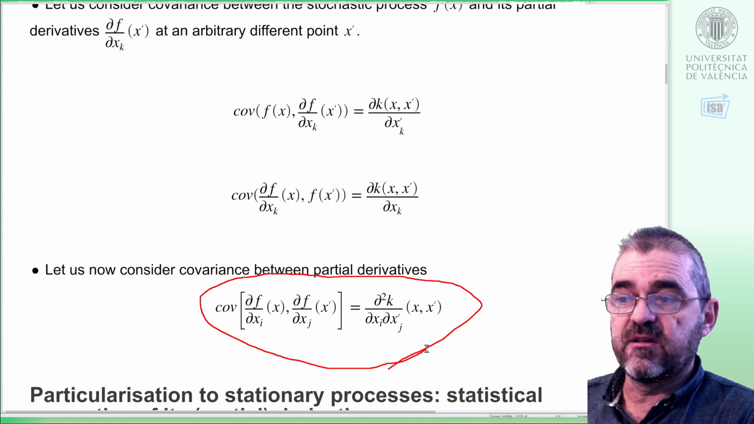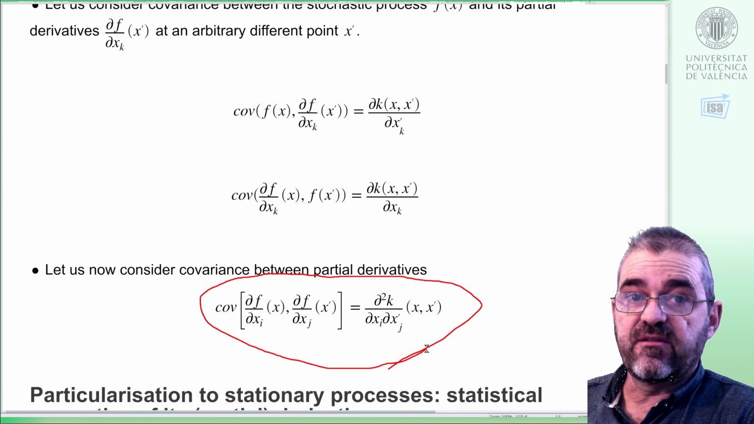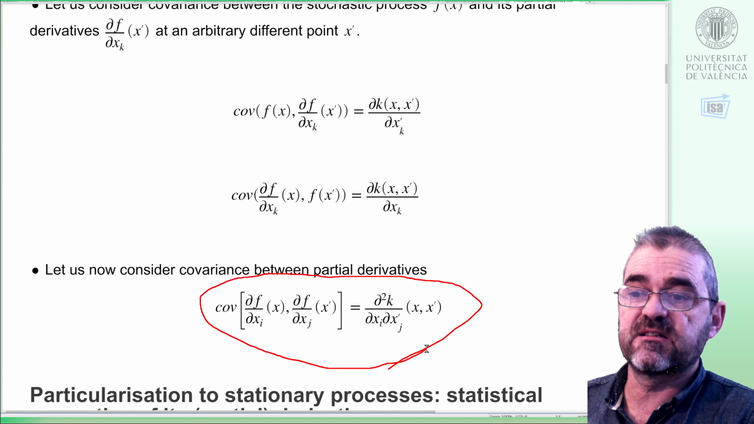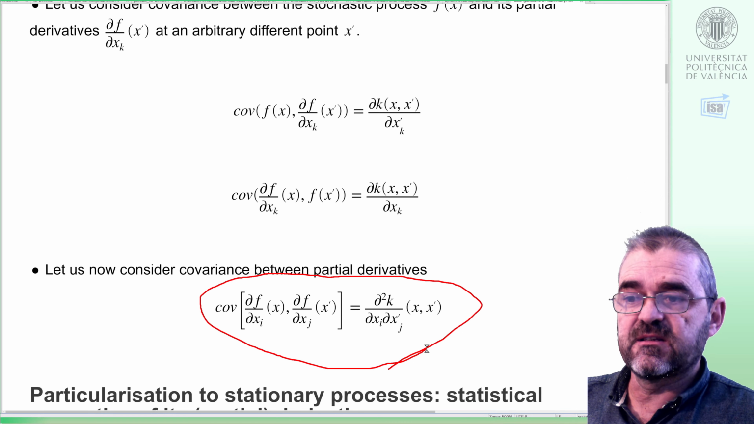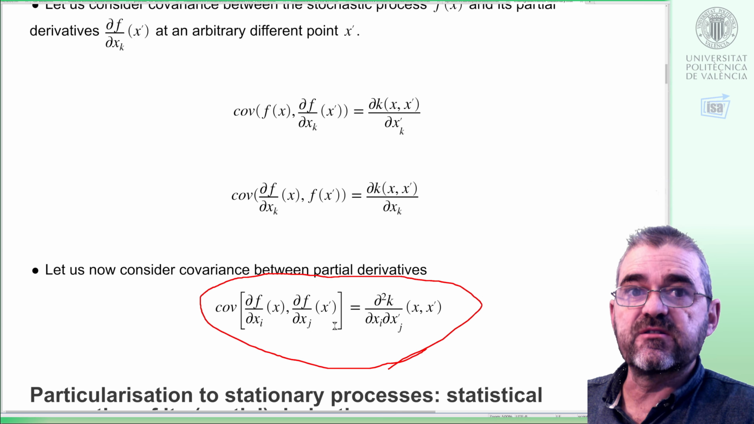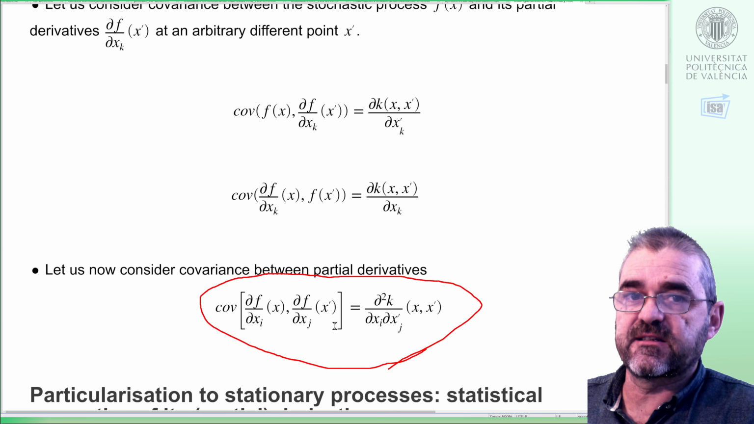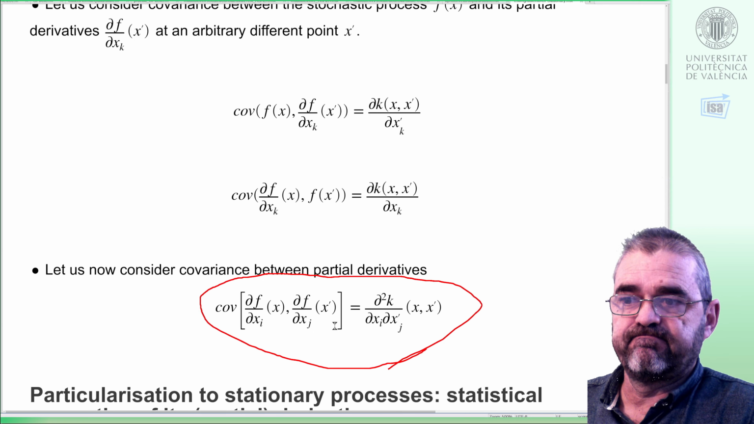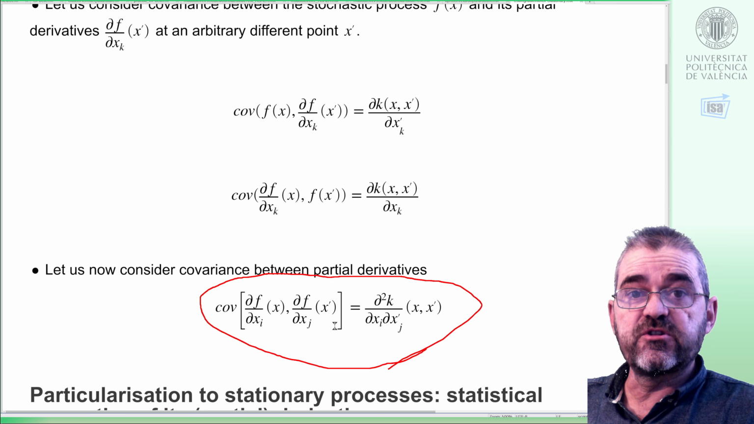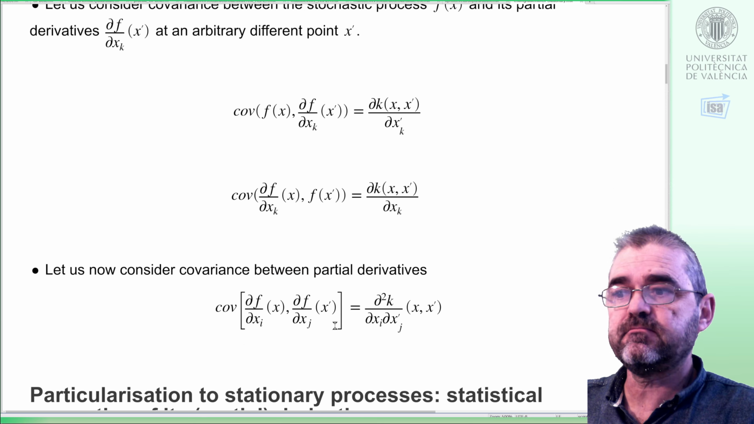And we also have this expression regarding the covariance of the ith partial derivative at point x and the jth partial derivative at the point x prime. In that case, it's the cross derivative. And informally speaking again, we say that the covariance of the speeds, the covariance of the partial derivatives, is the Hessian of the covariance. So, we are now in condition to particularize that to a stationary process.